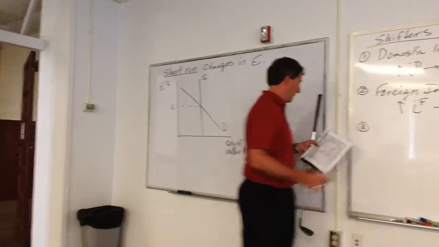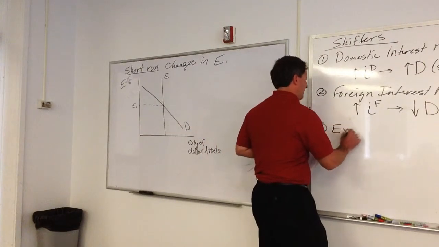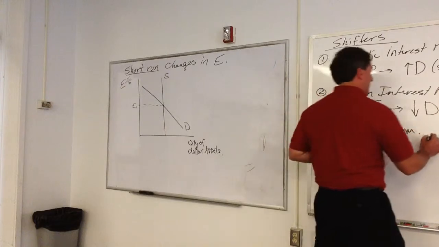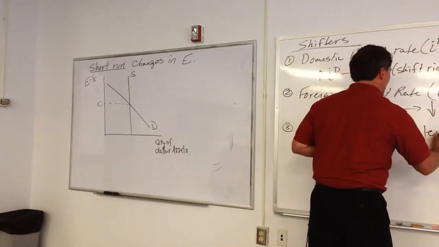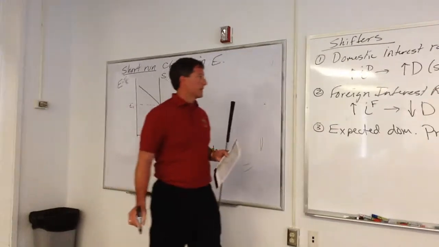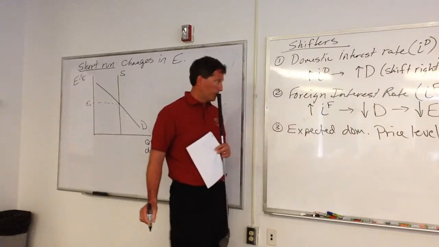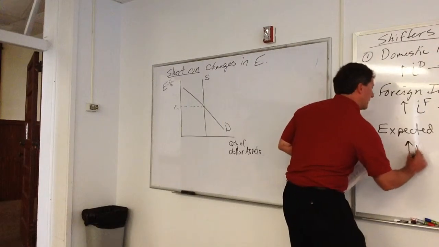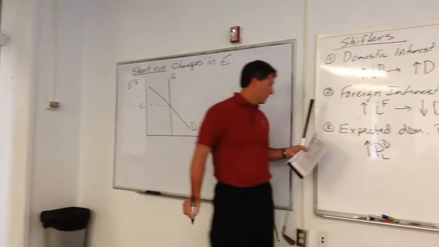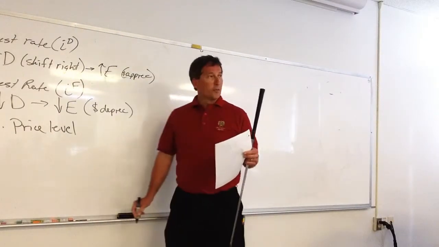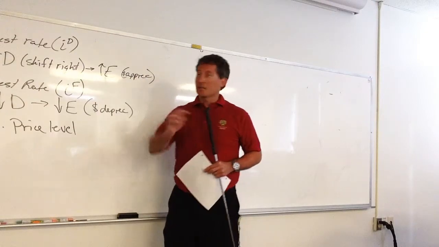Number 3, the expected domestic, I'm just going to put DOM, domestic price level. The expected domestic price level. So if there's an increase in the domestic price level, what's going to happen? You want a different currency, so your demand will go down. Yes, that's one way to word it.